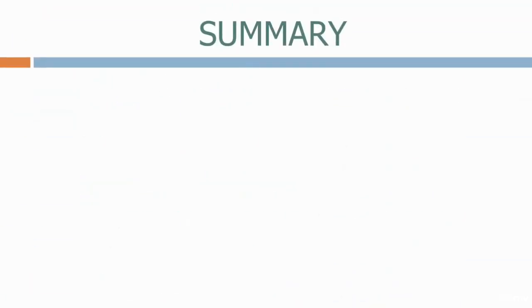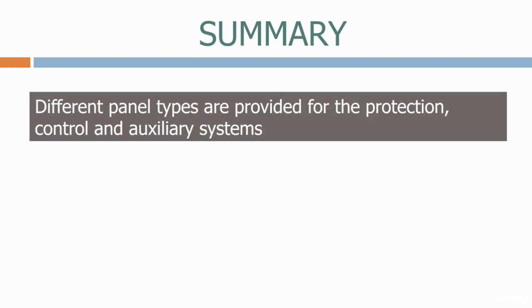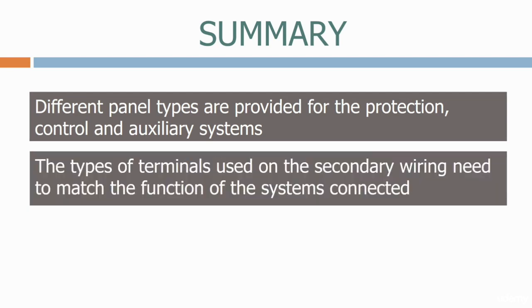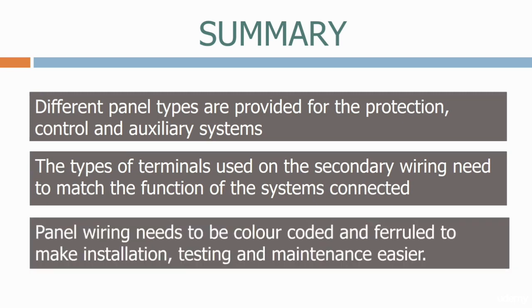Let's summarize what we've learned today. Different panel types are provided for the protection, control, and auxiliary systems. The types of terminals used on the secondary wiring need to match the function of the systems connected. Panel wiring needs to be color-coded and ferruled to make installation, testing, and maintenance easier.